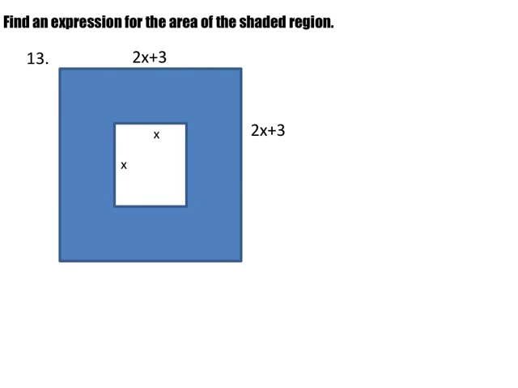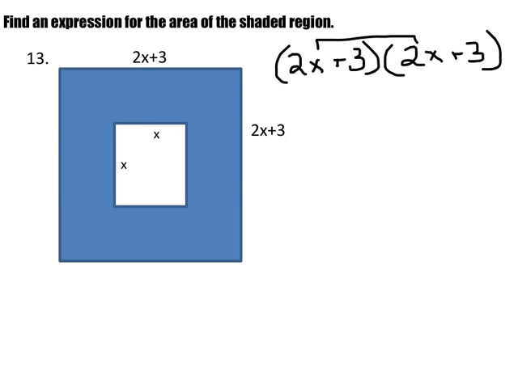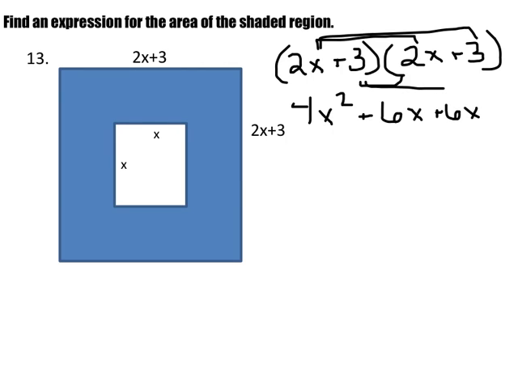Find the area for the shaded region. Remember, we need to get the area of the large square and subtract the area of the small square. So the area of our large square is 2x plus 3, length times width, 2x plus 3. We can multiply that out. 2x times 2x is 4x squared. 2x times 3 is 6x. 3 times 2x is 6x. And 3 times 3 is 9. So 4x squared plus 12x plus 9, that's the area of the large square.